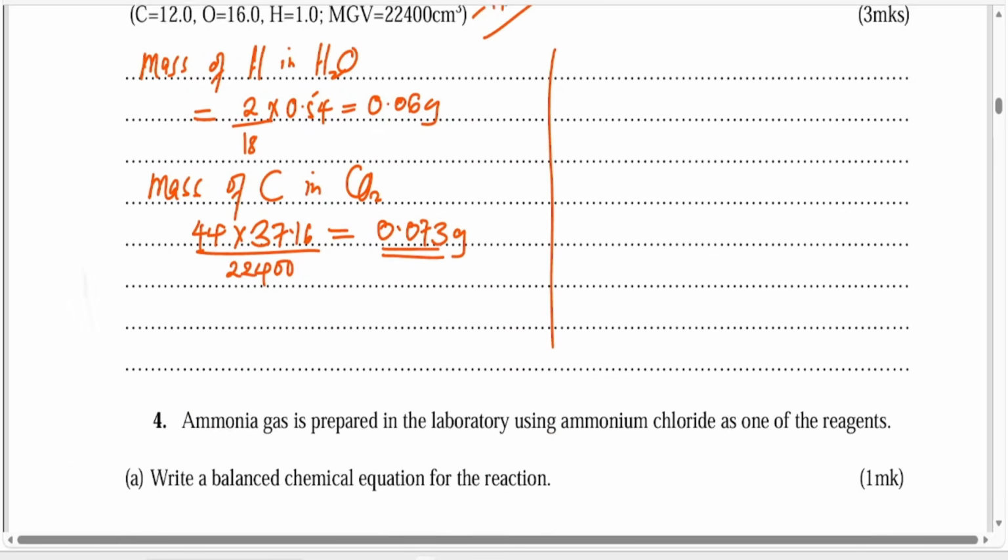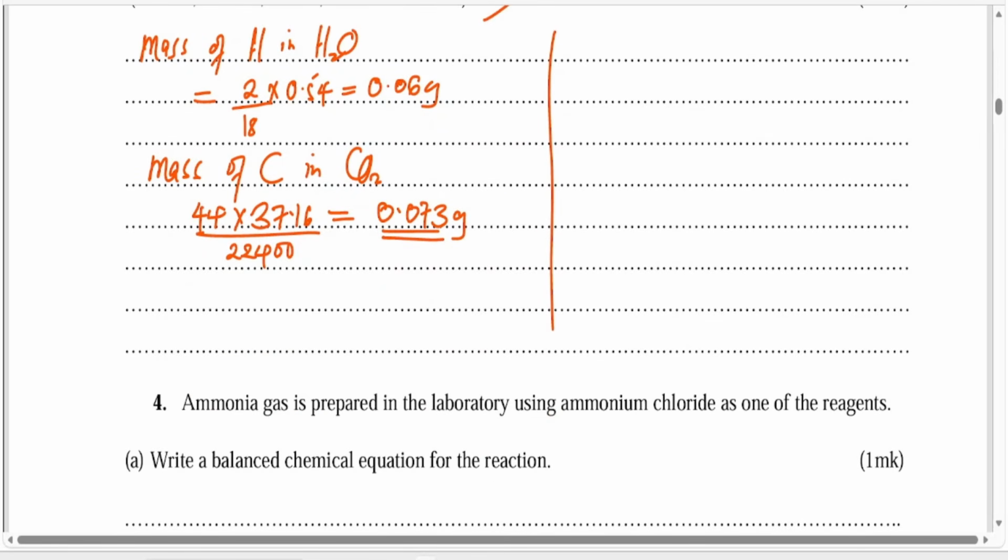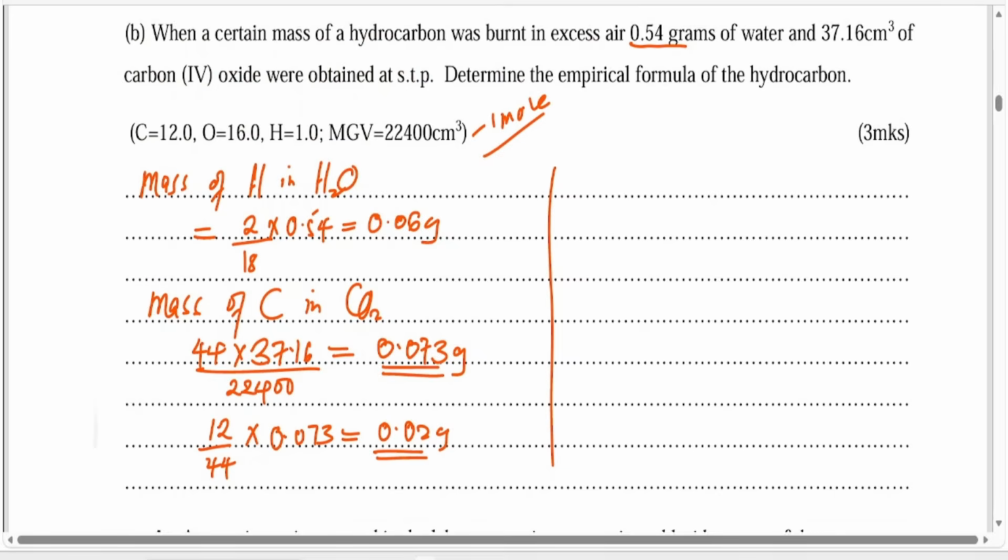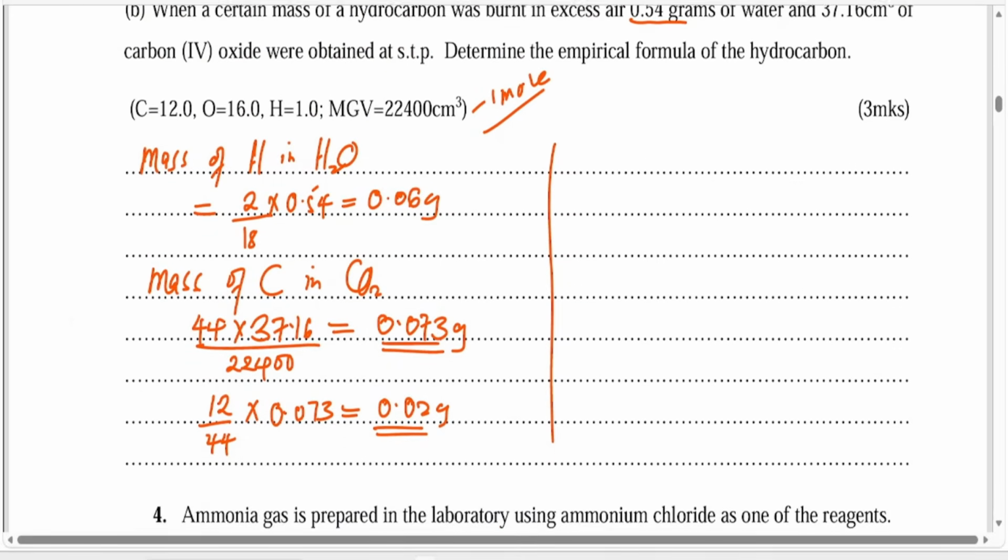How do I get the mass of carbon in carbon dioxide? Mass of carbon in carbon dioxide, I'll take 12 over 44. 12 is the relative atomic mass of carbon, 44 is the relative molecular mass of carbon dioxide. Then I multiply by the mass of carbon dioxide, and I'll be able to obtain 0.02 grams. And that is the mass of carbon in carbon dioxide.